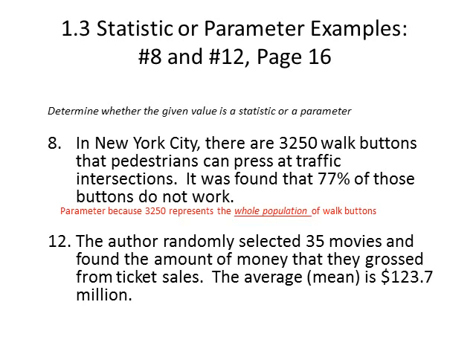The author randomly selected 35 movies and found the amount of money that they grossed from ticket sales. The average, or mean, is $123.7 million. Now this time the value that we're trying to identify as being a parameter or statistic is not expressed as a percentage. It is the $123.7 million. Now this is a statistic because 35 movies is a sample of all movies made.